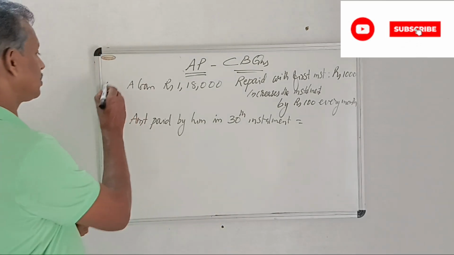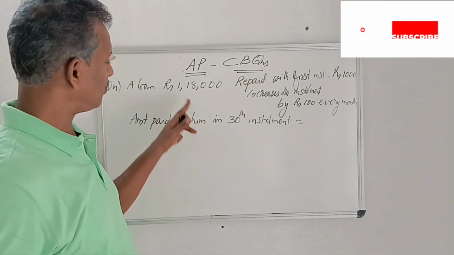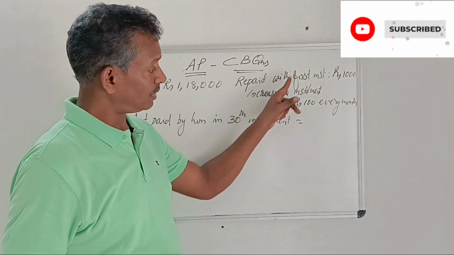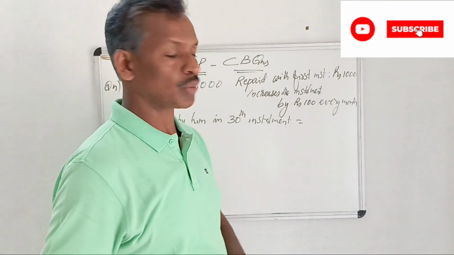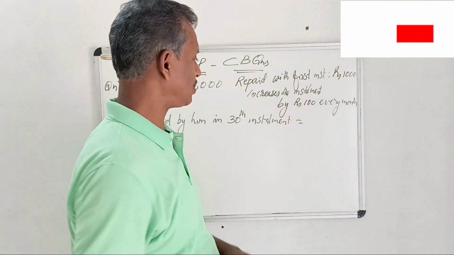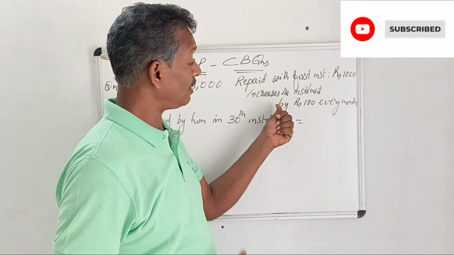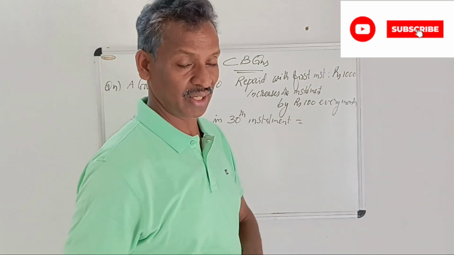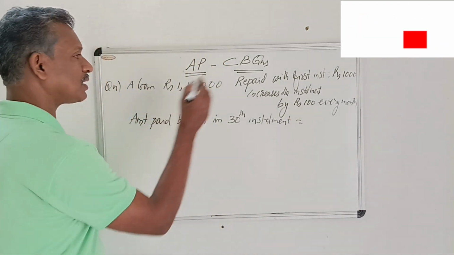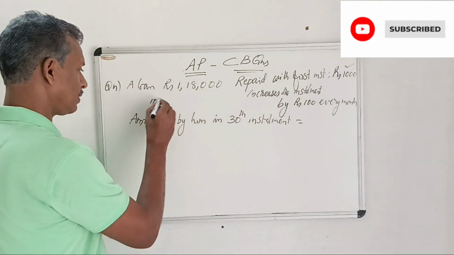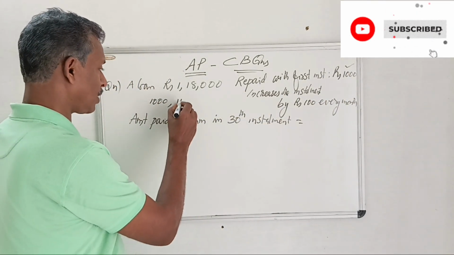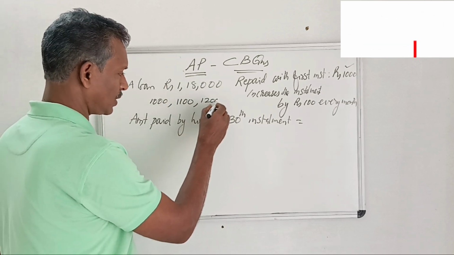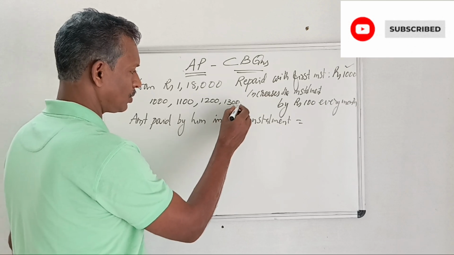Okay, the next question is, somebody has taken a loan of 1,18,000 and this is to be repaid with the first installment of rupees 1,000. The first month the person has to pay 1,000 and the rule is that in every installment the amount should be increased by 100 after every month. That means the first month the payment is 1,000, but next month you have to pay 1,100 because 100 is increased, and the next month it becomes 1,200, like this 1,300, it goes on.